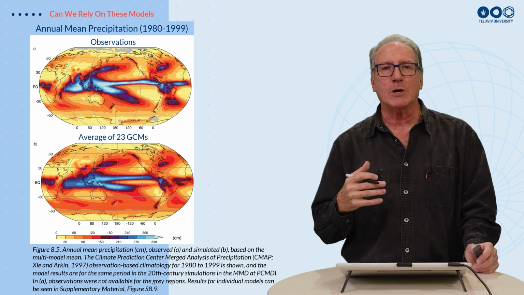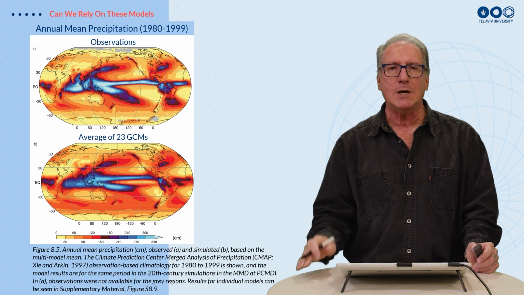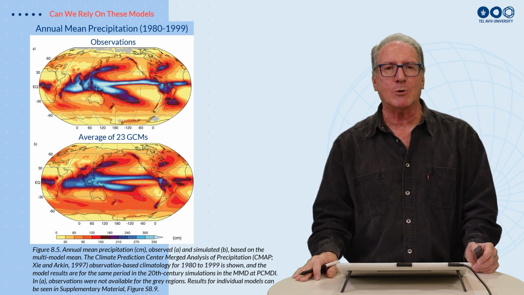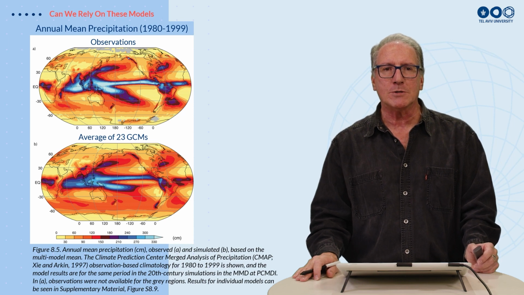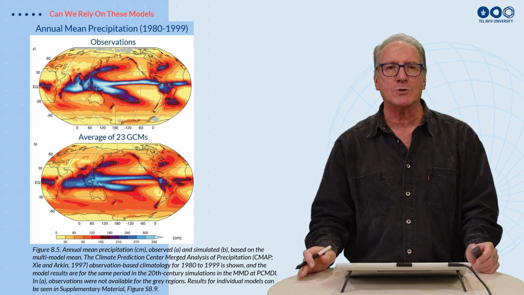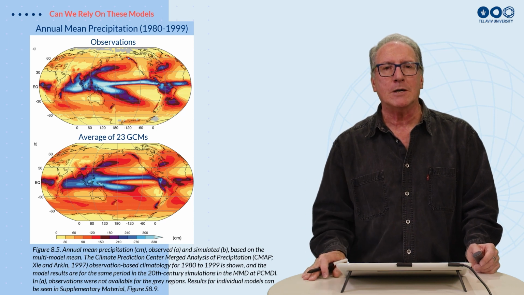And the bottom plot is the same map, but with data from 23 climate models, global climate models or general circulation models, and it doesn't look too bad. The models seem to give the overall distribution of rainfall. Also, the amount of rainfall seems to agree by the color scale here.